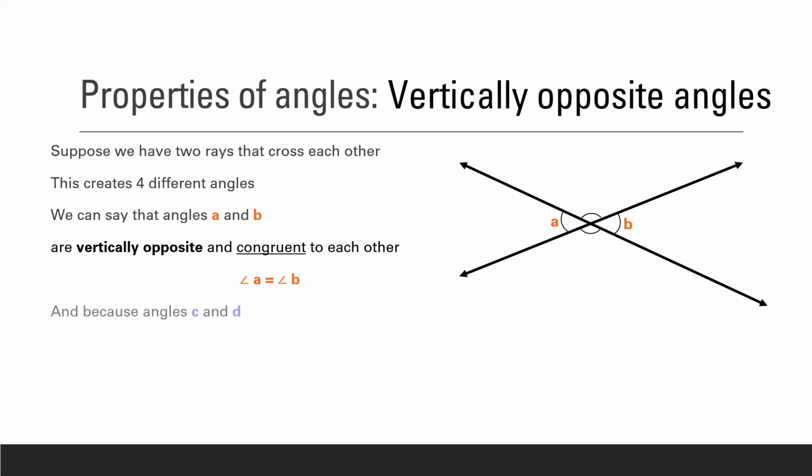And because the other two angles, C and D, are also vertically opposite from each other, they are also congruent, or equal to each other. So angles A and B are equal, and angles C and D are equal to each other because they are vertically opposite angles.